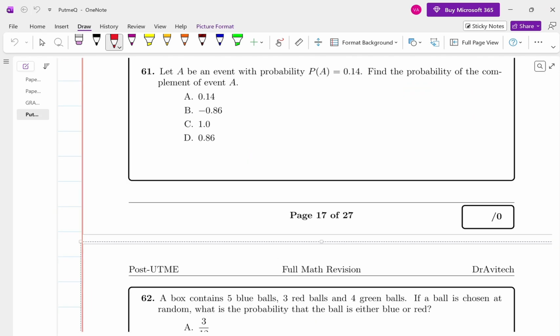Question 61. Let A be an event with probability equal to 0.14. Find the probability of the complement of event A. So for something like this, probability of A plus probability of A complement, the complement should be inside, is equal to 1. Sum of probabilities is always equal to 1.